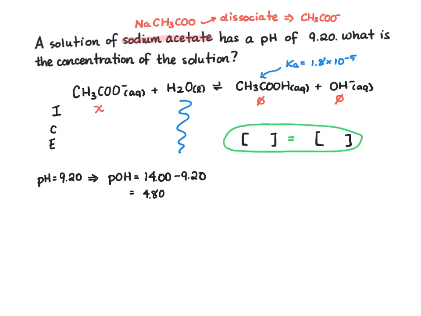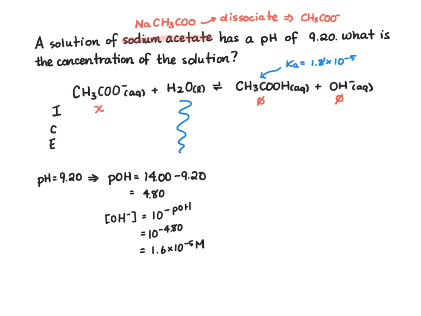That's going to allow us to determine the concentration of hydroxide. So hydroxide equals 10 to the negative pOH. So it's going to be 10 to the negative 4.80. And we get 1.58, but we'll round to 1.6 times 10 to the negative 5 molar. So that's going to be our equilibrium concentration of both acetic acid and of hydroxide. So we can input that into both of these slots.